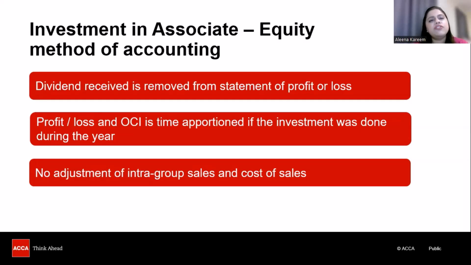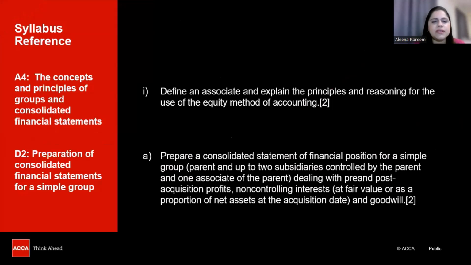Then profit or loss and OCI is time apportioned if the investment was done during the year. This is pretty straightforward. If the associate was our associate only for 5 months, then we will do the accounting only for 5 months. Because statement of profit or loss is for the year, so we need to identify what investment was done for what time period. Then no adjustment of intra-group sales and cost of sales is done. Pretty straightforward. Now, this is all with your associate accounting.